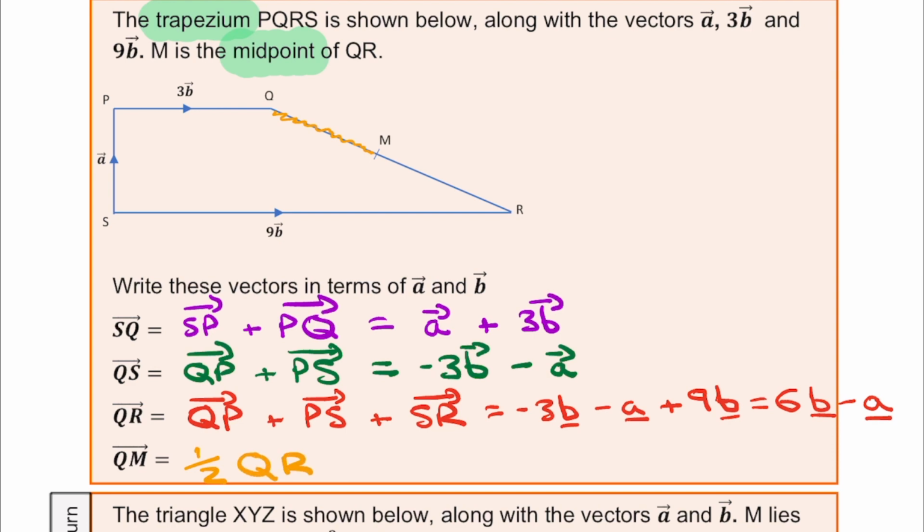And if you look at the question that we just answered, we already know how to get from Q to R. So all that we need to do is take a half of that answer because we're moving half of the distance along it. So I'm going to take half of my 6B minus A from the previous part. And if we expand and simplify, we're going to have a 3B and we're going to subtract half an A.